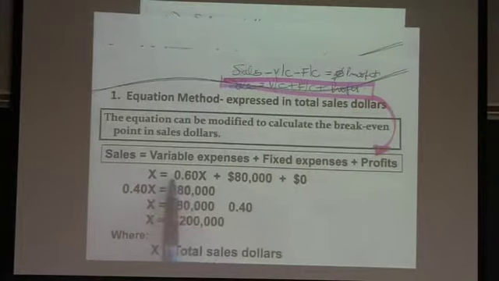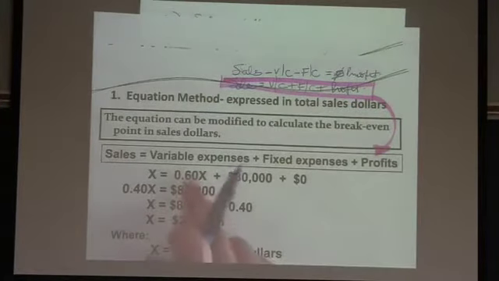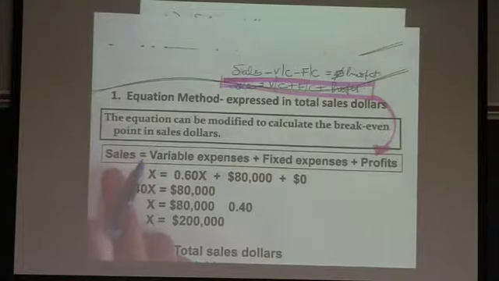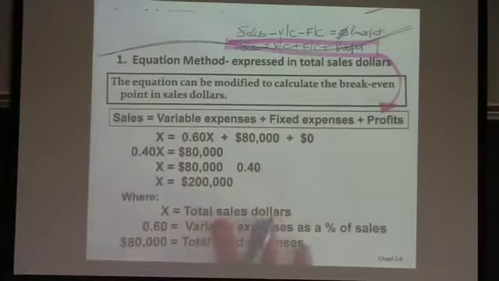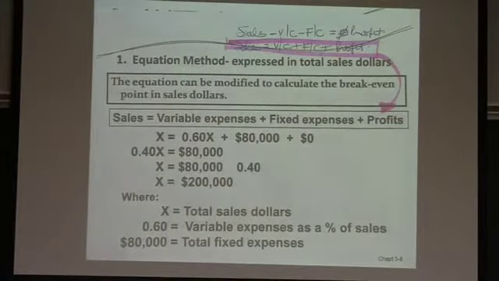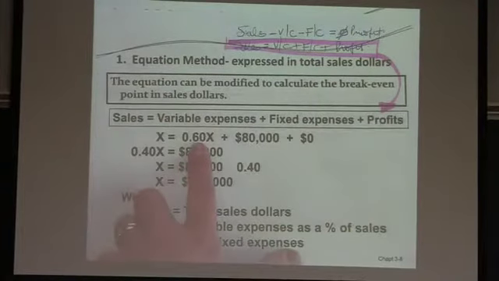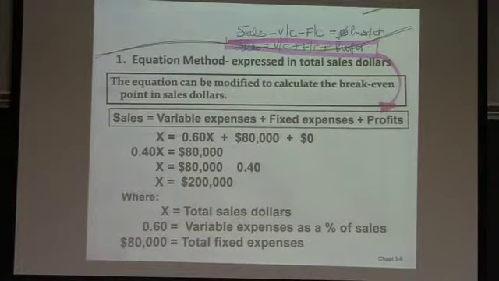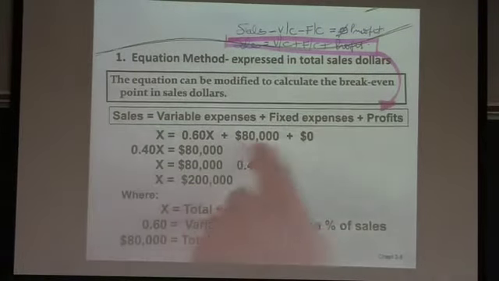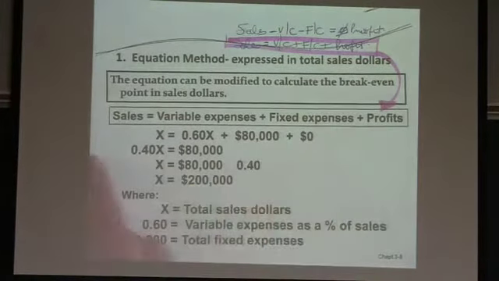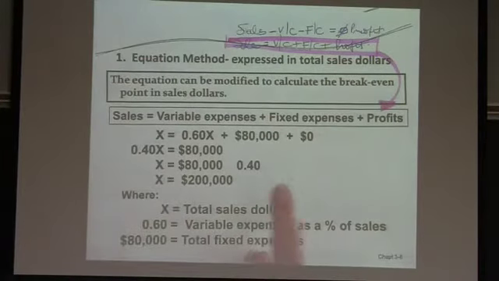equals, now, variable cost is always a function of sales because we know that if you don't sell any, variable cost is 0, right? It's a function of revenue. And this one represents 60% of X, meaning that for every dollar of revenue we generate, 60 cents of that is variable cost, plus fixed cost, plus zero profit. And if you do it this way, you'll find X.